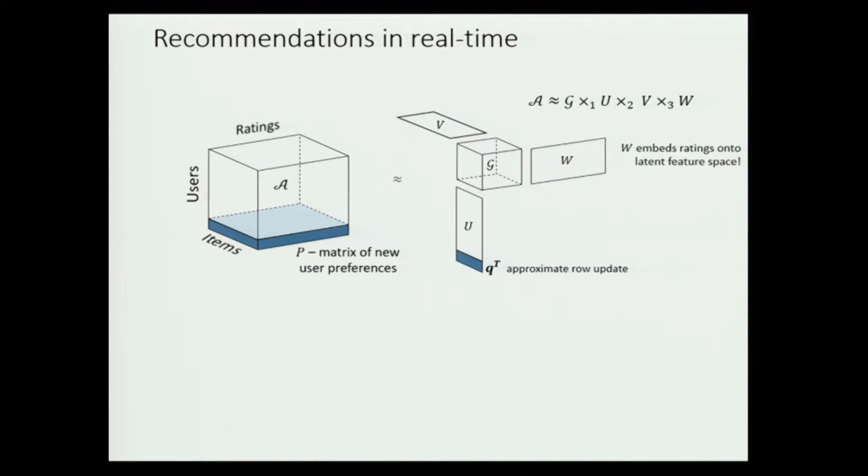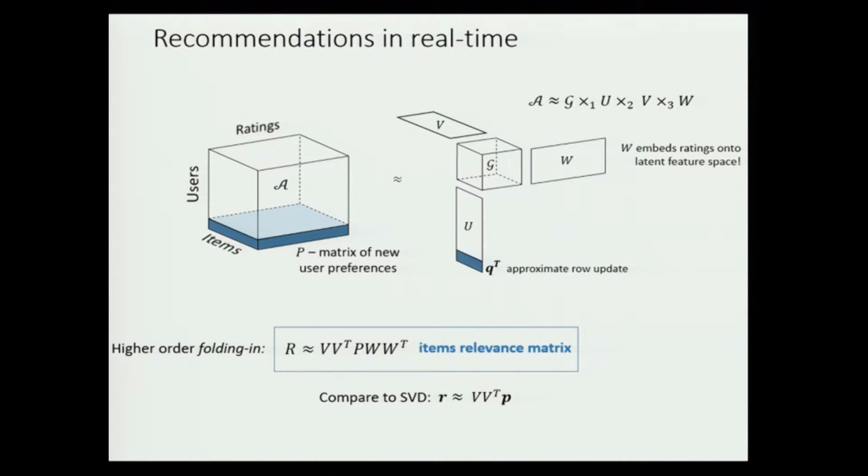And following the same reasoning, we could get a very nice and very similar expression for the predicted scores. And again, it's not a vector anymore. It's now a matrix. And the W here is an embedding of those ratings onto the latent feature space. Okay, so we call this a shades of ratings, and the explanation comes from the next slide.